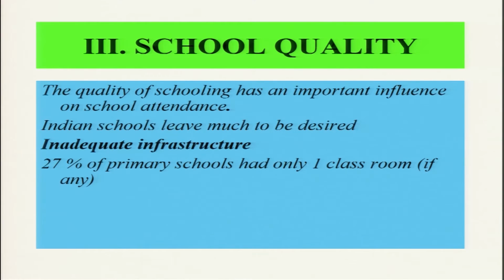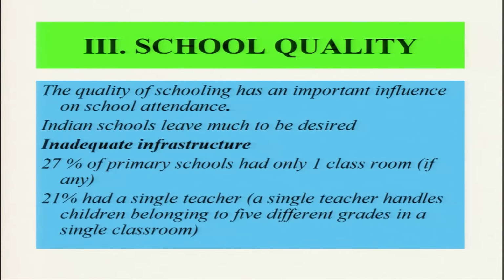So can you imagine, there is one classroom, and the children belong to different classes, maybe class 1, class 2, class 3, class 4. All of them will have to occupy only one classroom that they have. Okay, so 27% of schools are that way. 21% have a single teacher, and the single teacher handles children belonging to 5 different grades in a single classroom.